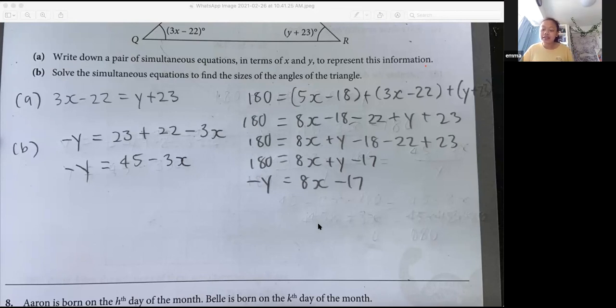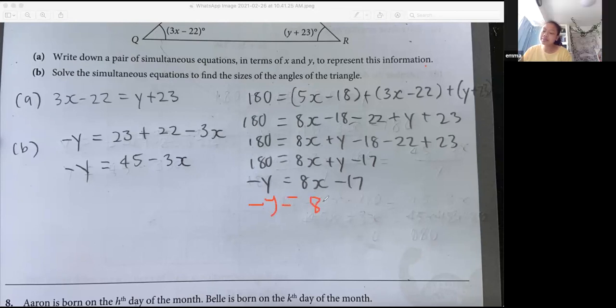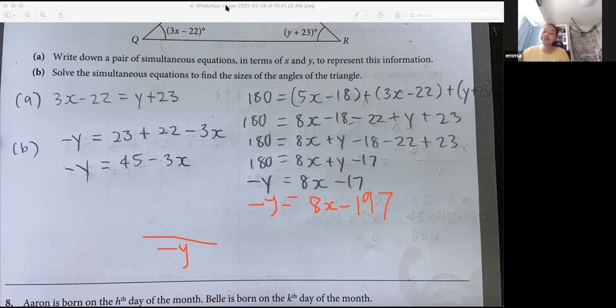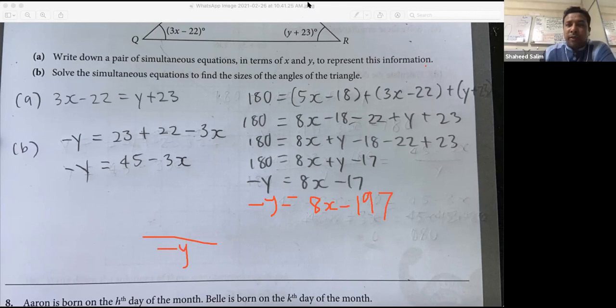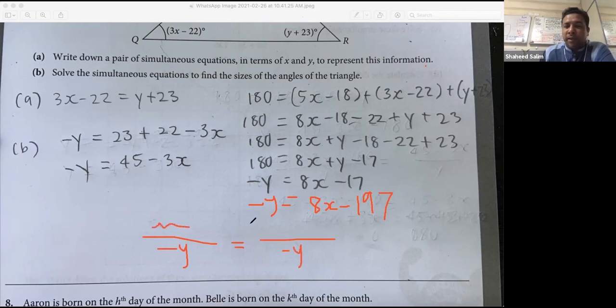Okay, so what's your other thing? Y minus y equals 8x minus 197. Okay, good. So now you can do it already. Now you don't need to do the way you did, like over minus y, something like that. Remember? Okay, your teacher will get confused if you do that. Because why? You must get this part. You don't need to put something over here, something over here.